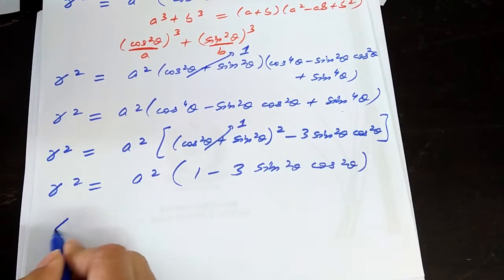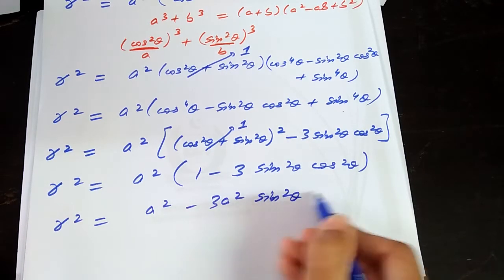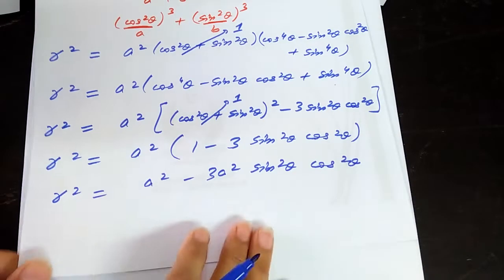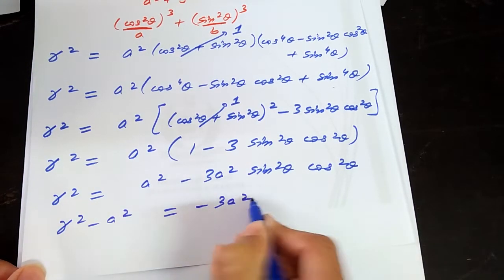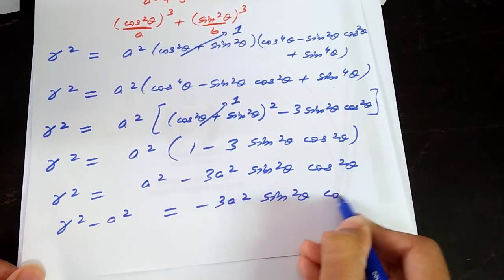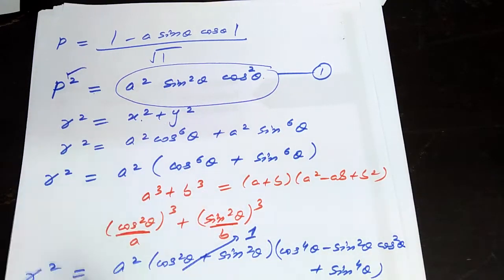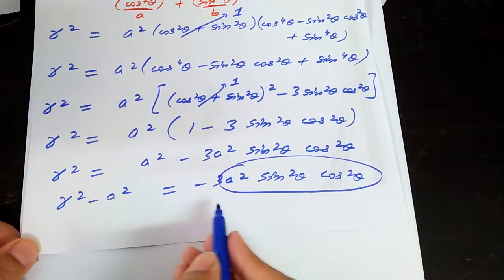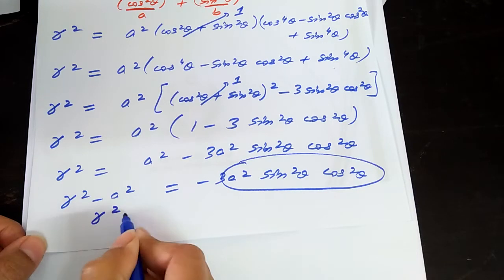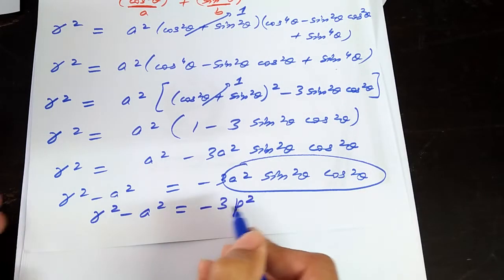Now it can be written as r square is equals to a square minus 3a square sine square of theta cos square of theta. So it will become r square minus a square is equals to minus 3a square sine square of theta cos square of theta. And we know that from equation number 1, a square sine square of theta cos square of theta is equals to p square. So a square sine square of theta cos square of theta will be replaced with p square from equation number 1. So it will be r square minus a square is equals to minus 3p square.